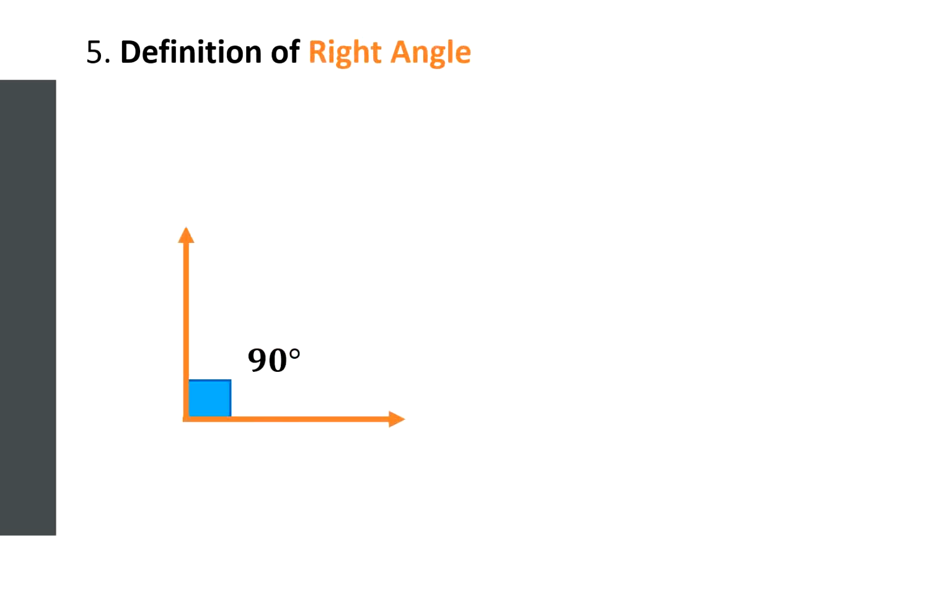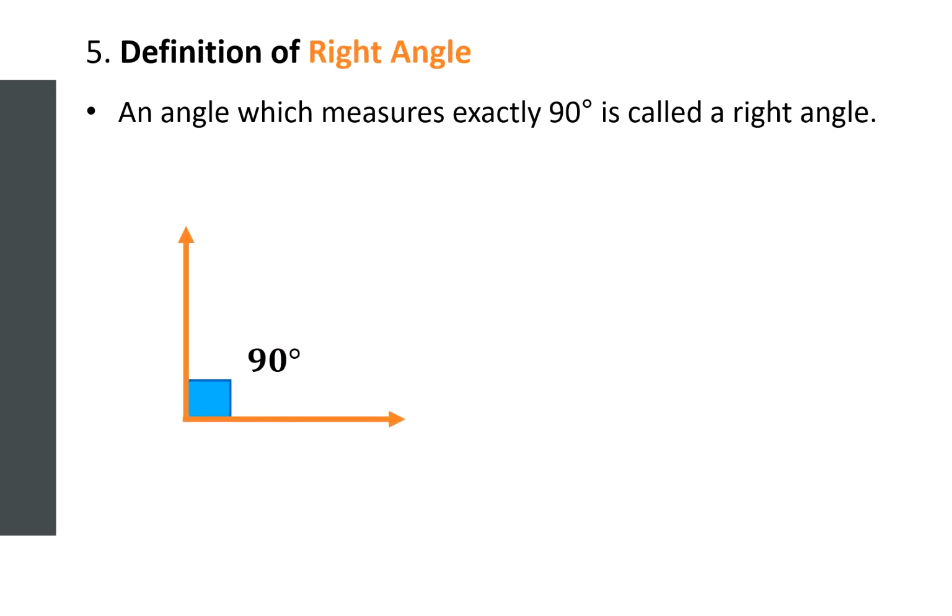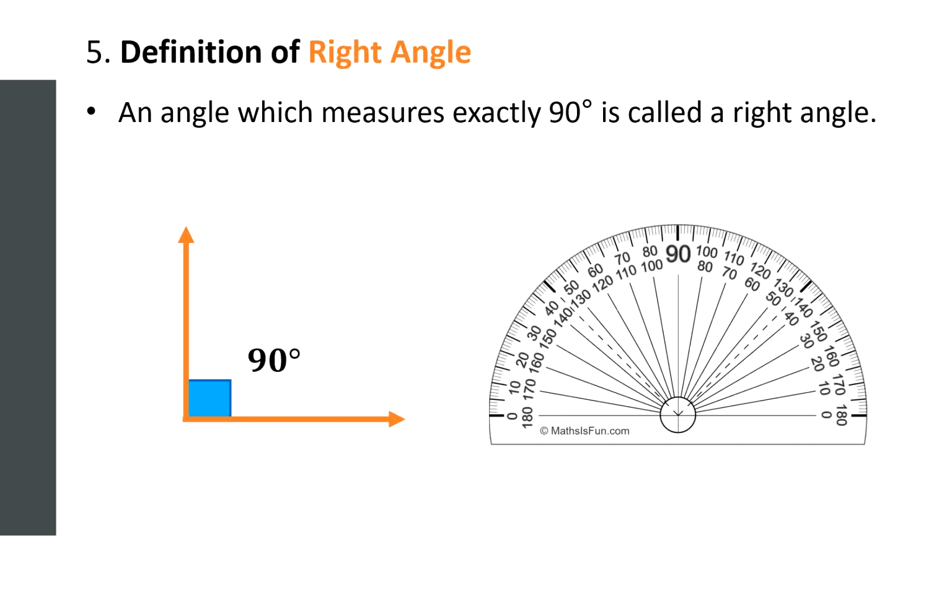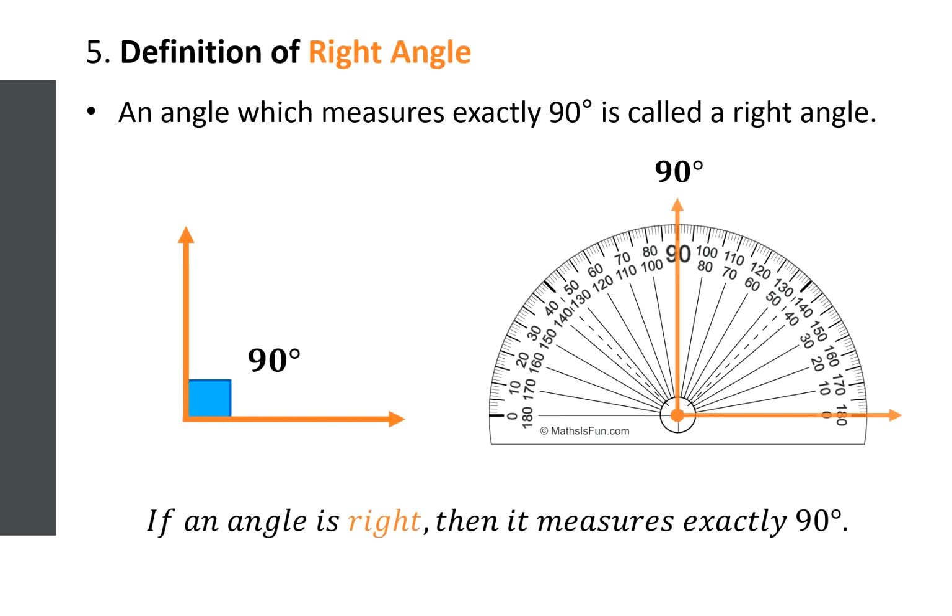Number 5, definition of right angle. An angle which measures exactly 90 degrees is called right angle. So, we can write this in an if-then statement. So, if an angle is right, then it measures exactly 90 degrees.